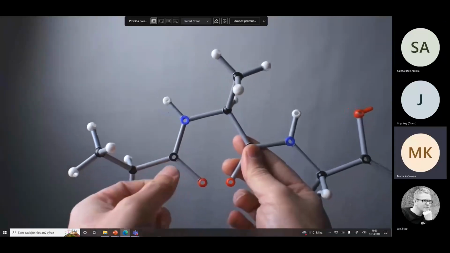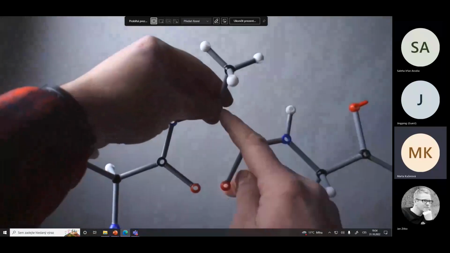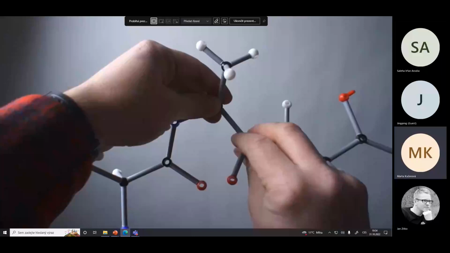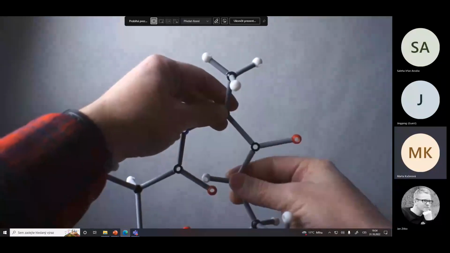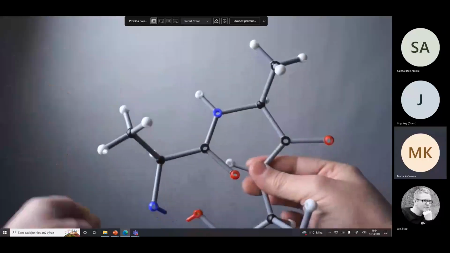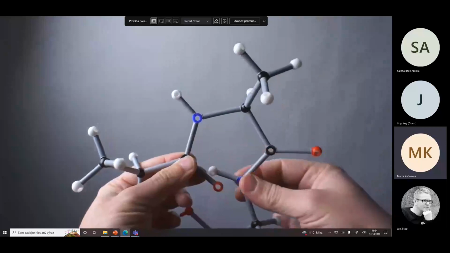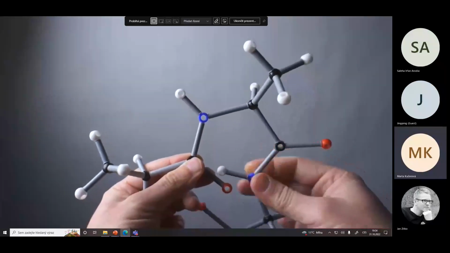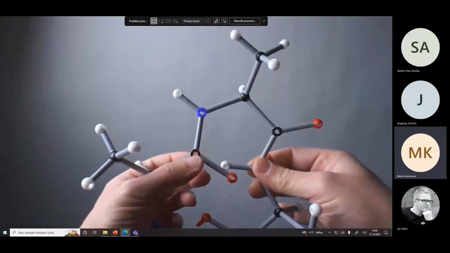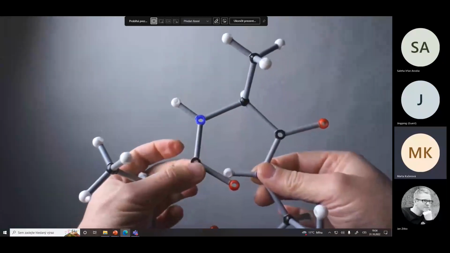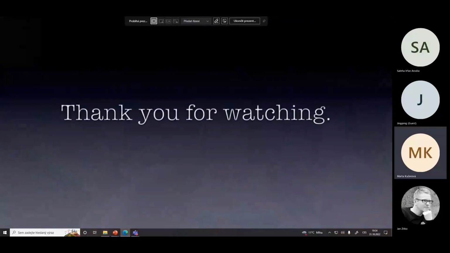Now let's try doing the same with psi. To rotate psi by 180, psi is this angle, and we're going to change it from 180 to 0. Now we bring that around, and now we see that this oxygen atom in red and the hydrogen atom in white are very, very close to each other, and they're bumping into each other. So now we know that the angle 0, 0 is also forbidden in the Ramachandran diagram.